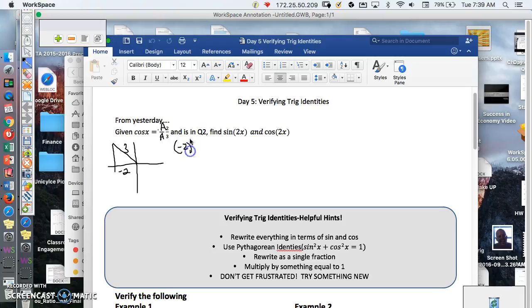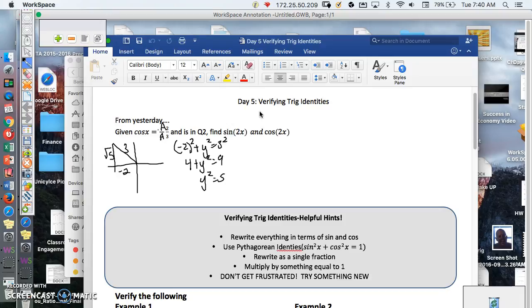So let's see, -2 squared plus y squared equals 3 squared. So 4 plus y squared equals 9. So y squared equals 5. So we have the square root of 5. And the sine of 2x.